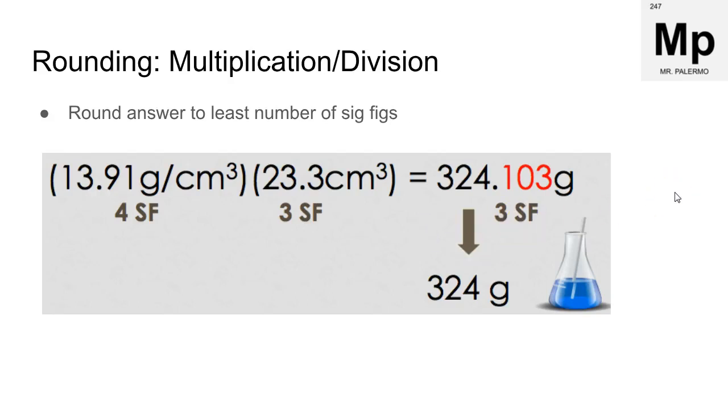Multiplication and division, we're going to round the answer to the least number of significant figures in our values. So this one has 1, 2, 3, 4 sig figs. This has 1, 2, 3 sig figs. So we're going to round our answer to the least precise, which is going to be 3 sig figs. So here is our answer from our calculator, and we're going to round it to 324, which is 3 sig figs.